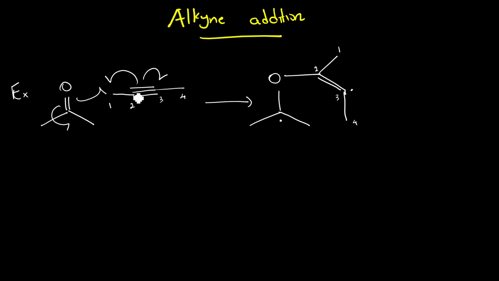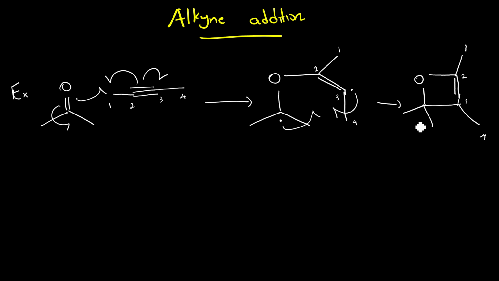And then you can see there are two radicals, so coupling can happen, right? A coupling can happen between these two. We will have the product like this one. So this is 1, this is 2, this is 3 and 4.